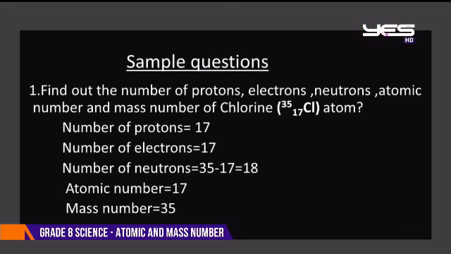That means chlorine atom contains how many protons? It contains 17 protons. That means we know that the electron number is also the same, 17, and the atomic number is also 17. Then what about the mass number? The mass number of chlorine atom, we can check the upside number, that is 35. 35 is the mass number of chlorine atom.